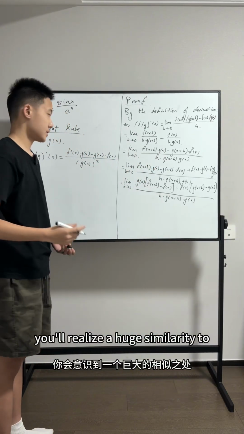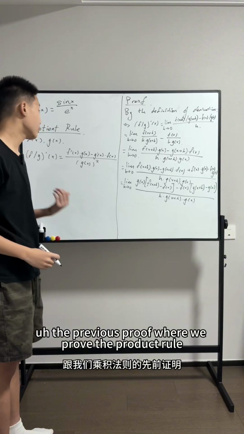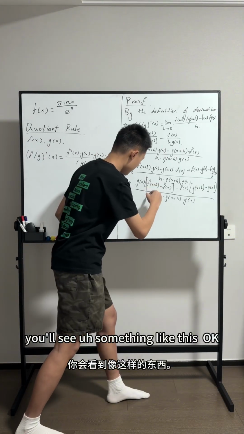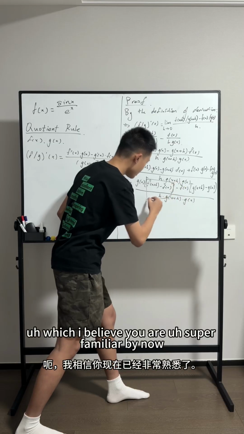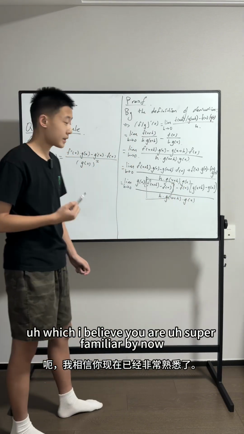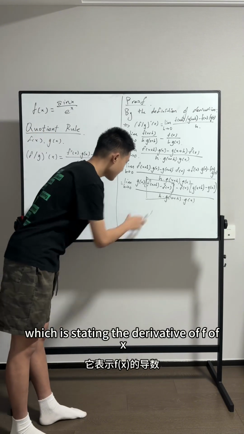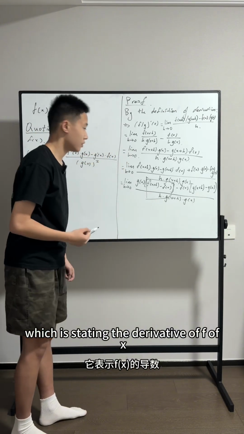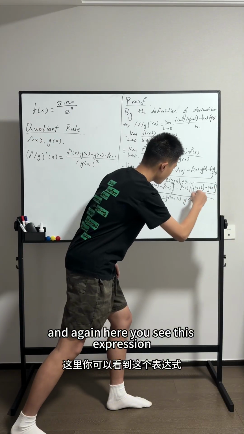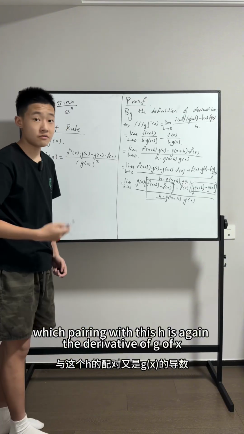Now you'll realize a huge similarity to the previous proof where we proved the product rule, because again, you'll see something like this, which I believe you are super familiar with by now, is the definition of derivatives, which is stating the derivative of f of x. And again, here you see this expression, which pairing with this h is again the derivative of g of x.